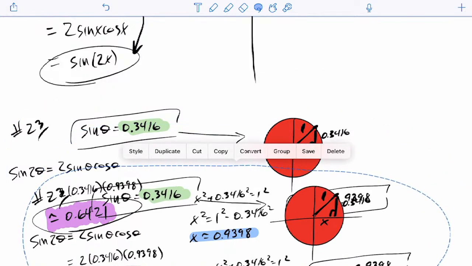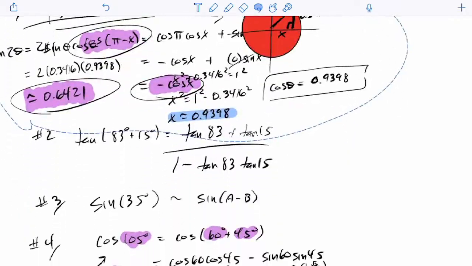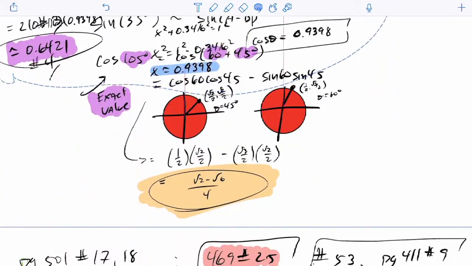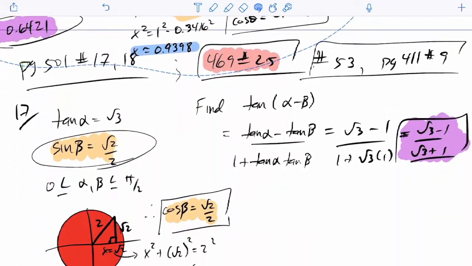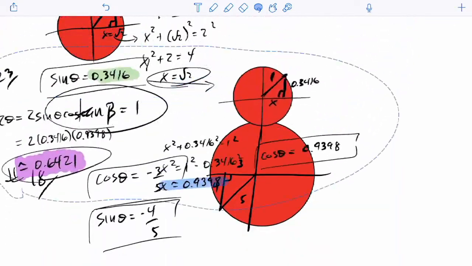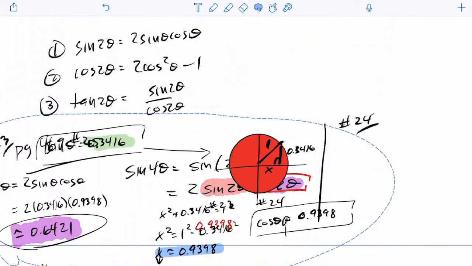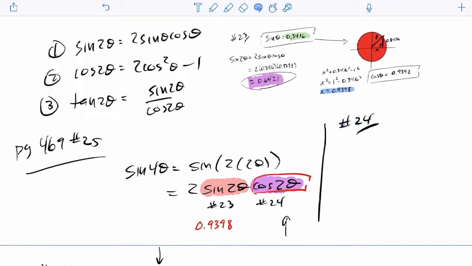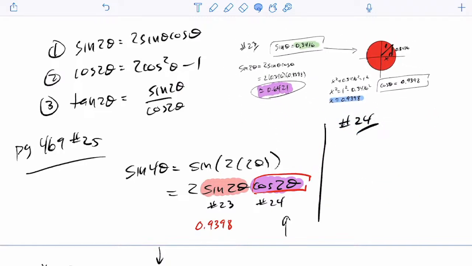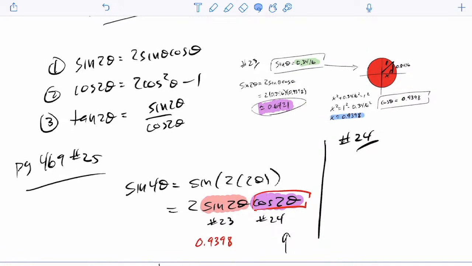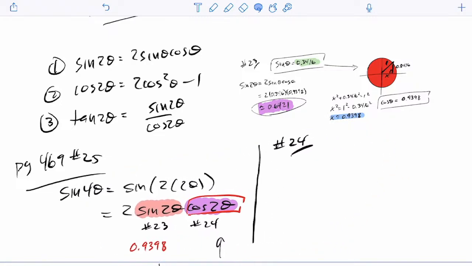Duplicate. Sick iPad skills, guys. Just beast mode iPad skills.